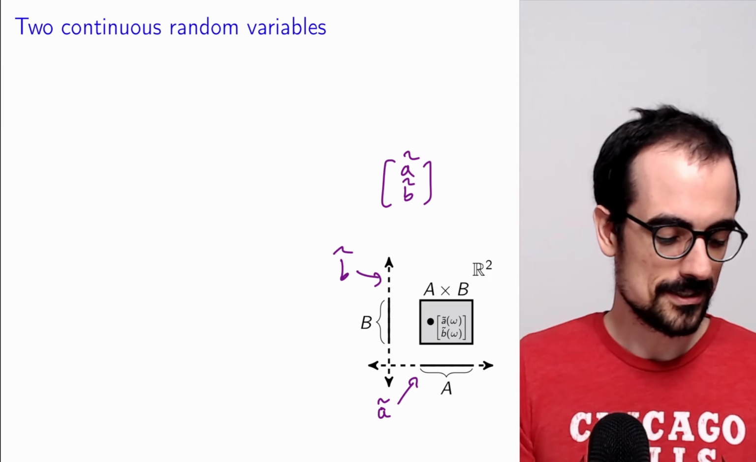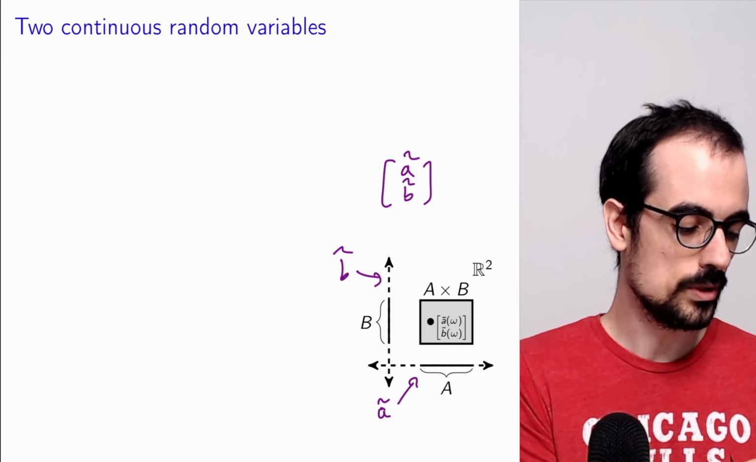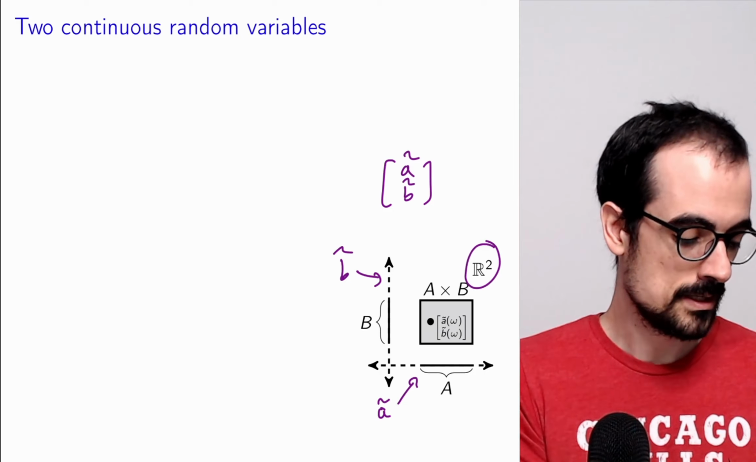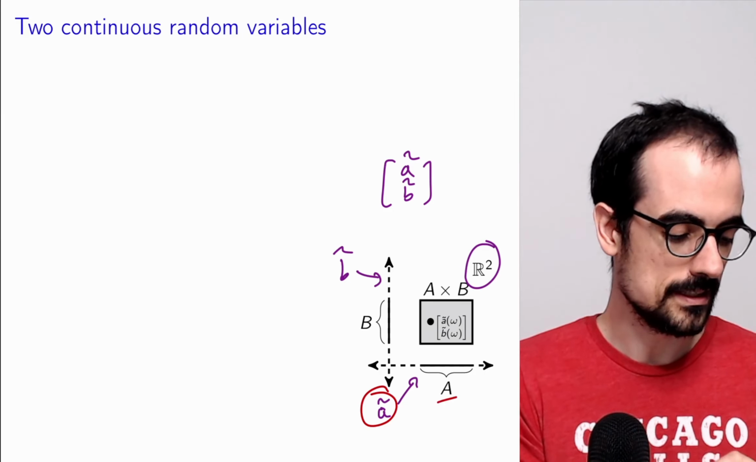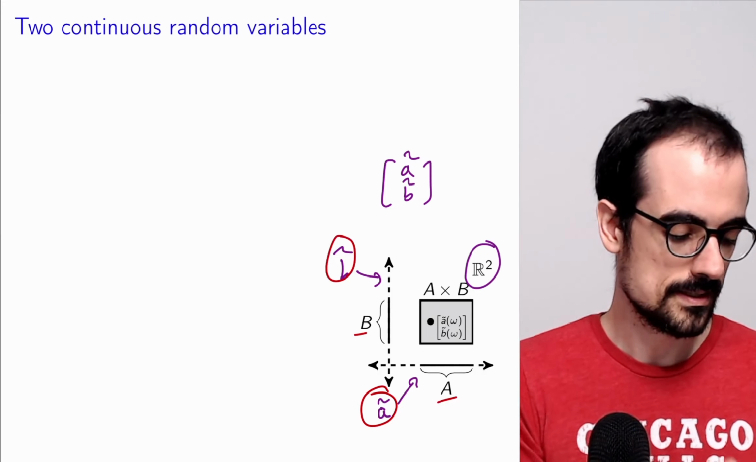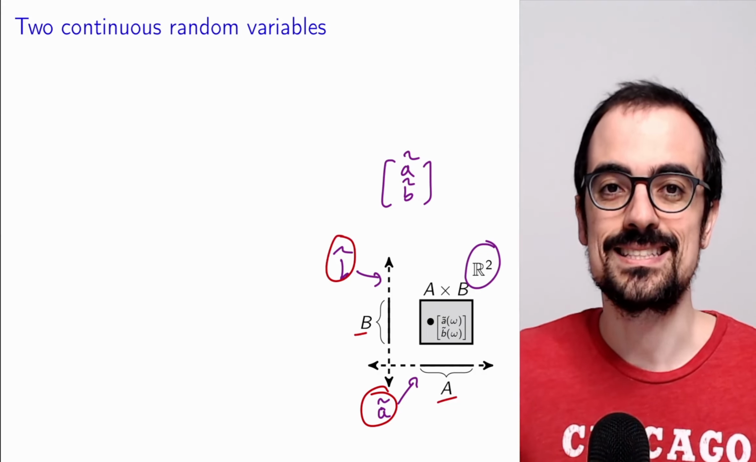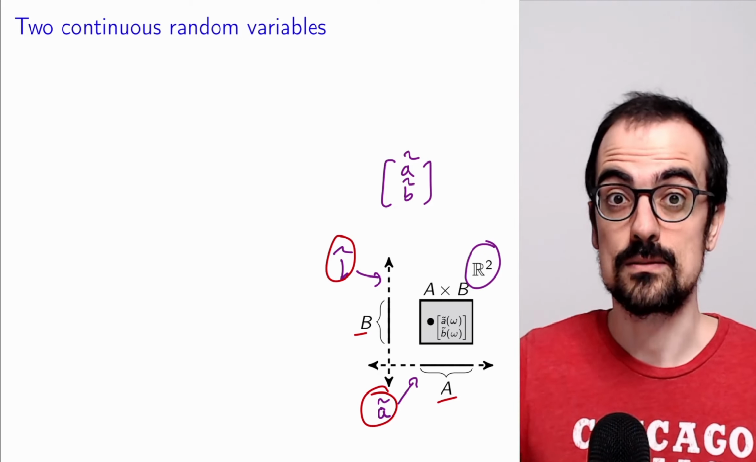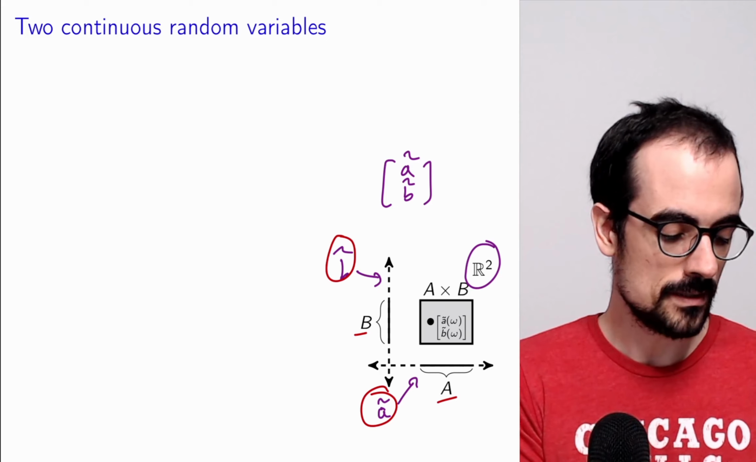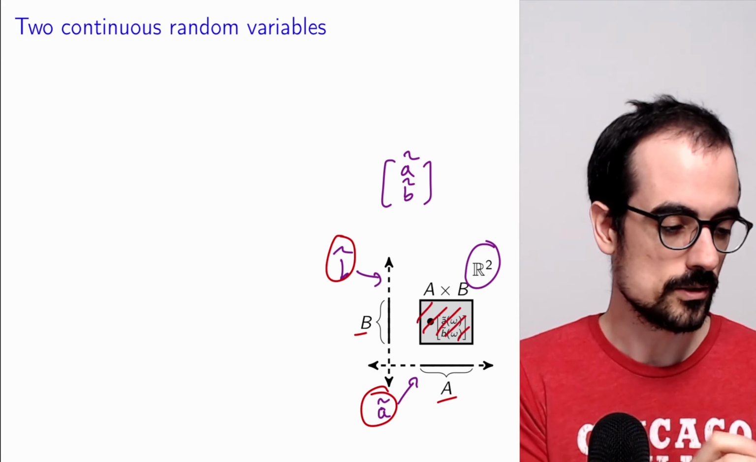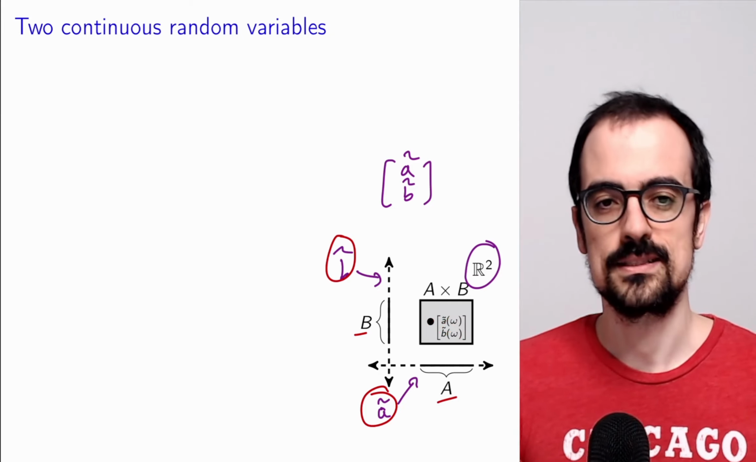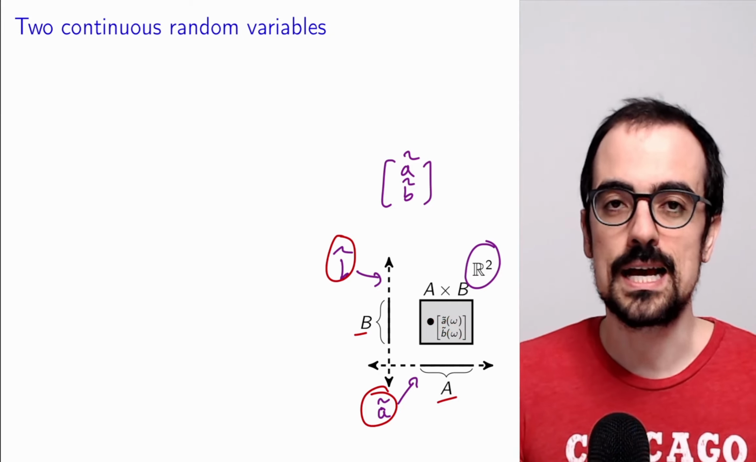Because a rectangle in this 2D plane essentially tells us when this random variable belongs to a certain interval, in this case this interval, and the other random variable belongs to some other interval at the same time. If these random variables are in these intervals at the same time, then the random vector is in this rectangle.